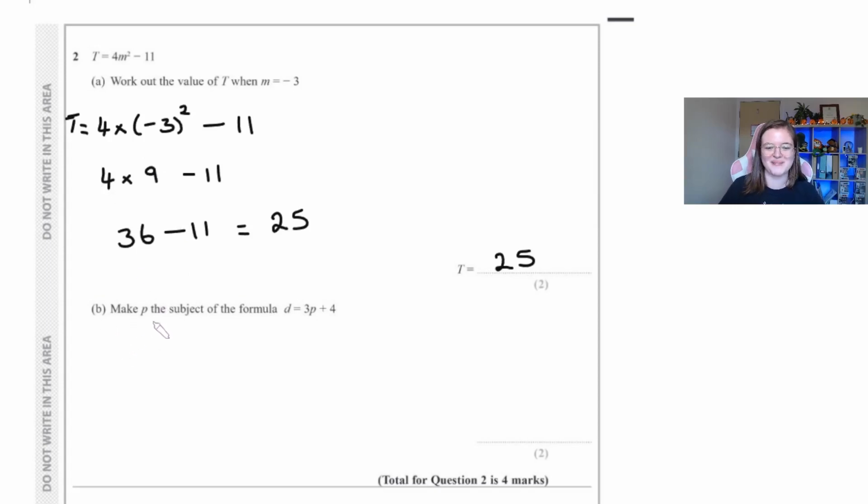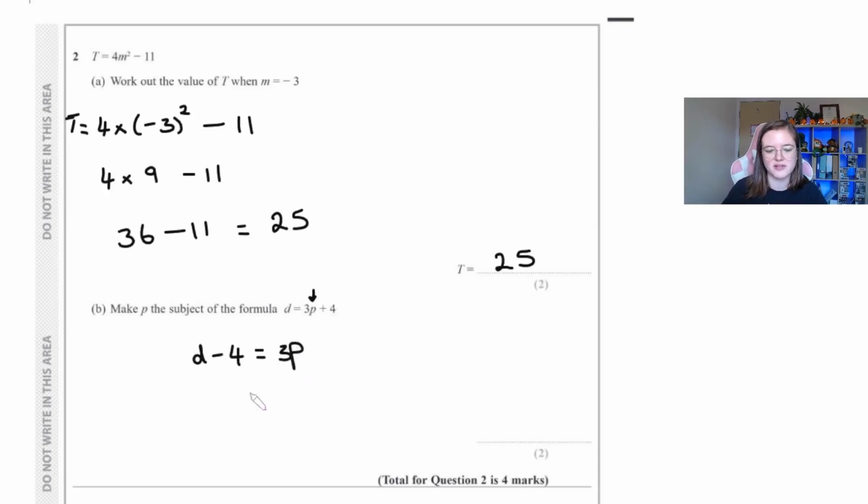Part B, make p the subject of the formula d is equal to 3p plus 4. So currently d is the subject, so we need to rearrange this in order to get p on its own. So what needs to go? So the 3 needs to move, and the 4 needs to move. If in doubt, move the one that's furthest away first. That's typically the one that needs to go first. So you take away this 4, because it's currently add, do the opposite, take it away. Then we get d take away 4 is equal to 3p.